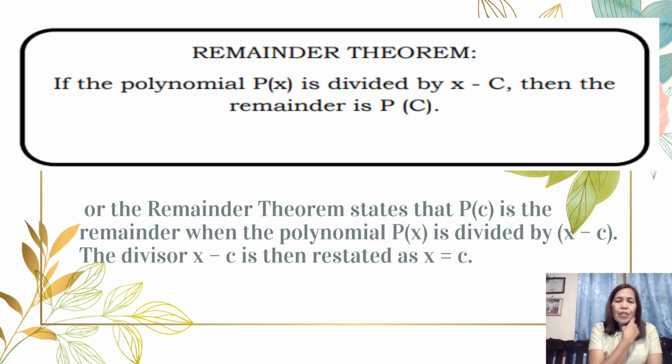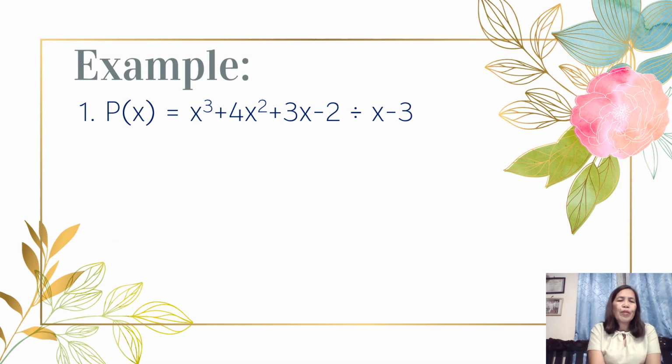So when we say remainder theorem, it states that if the polynomial p of x is divided by x minus c, then the remainder is p of c. Or, the remainder theorem states that p of c is the remainder when the polynomial p of x is divided by x minus c. The divisor x minus c is then restated as x is equal to c. Okay, to understand better, let's have an example.